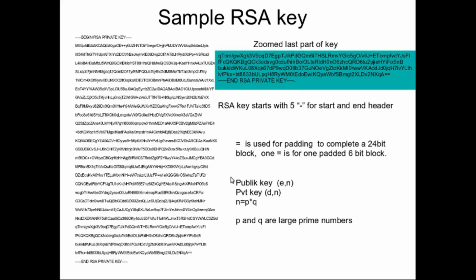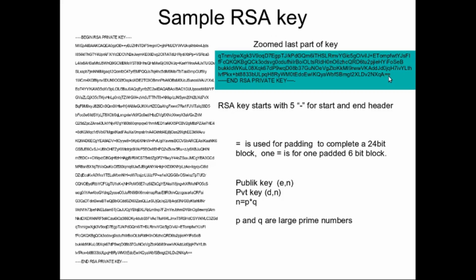Most of the keys you have seen, some RSA and certificates, are in base64 representation. If you look at the end, sometimes you see equal signs. This is a big RSA key, and an RSA key starts with 5 dashes, then it says BEGIN RSA PRIVATE KEY or public key, then 5 dashes, and at the end it says END RSA PRIVATE KEY with 5 dashes on both sides. In between is the key. I have zoomed in on the last part in case it is not so visible. At the end you see some equal signs.